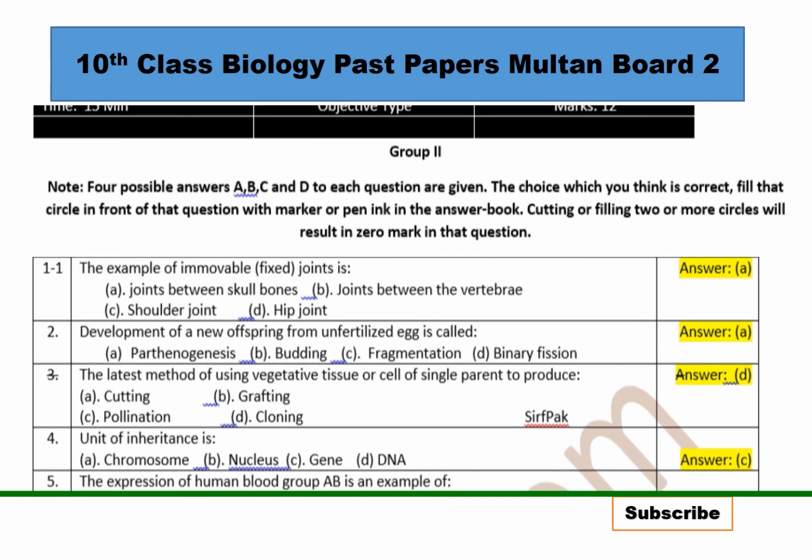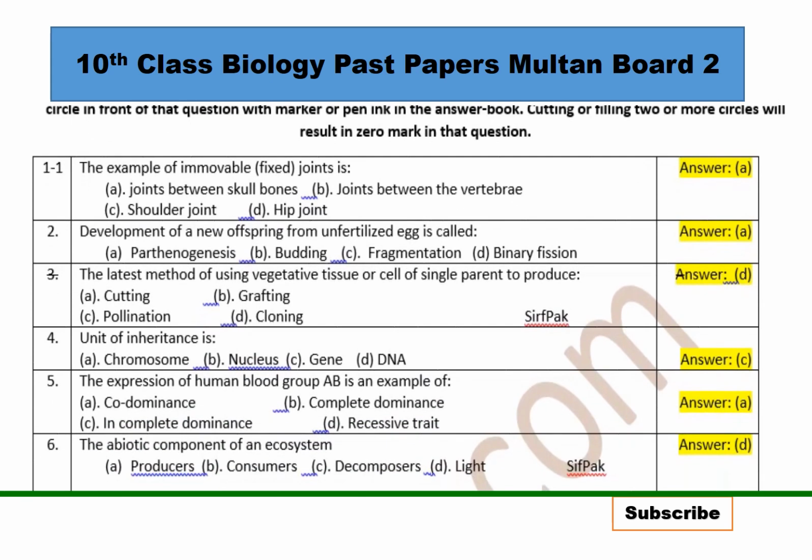Number 4, unit of inheritance is A. Chromosomes, B. Nucleus, C. Gene, D. DNA. Correct option is C. Gene. Number 5, the expression of human blood group AB is an example of codominance, complete dominance, incomplete dominance, or recessive trait. Correct option is A.